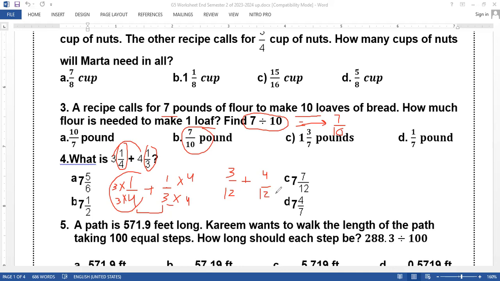Now we have fractions with the same denominator, so we keep the denominator, which is 12, and we add the numerators. 3 plus 4 equals 7. Can we simplify it? No, because we cannot divide 7 and 12 by the same number. Now we add the whole part. 4 plus 3 equals 7. So the answer is 7 and 7/12. The answer is C.